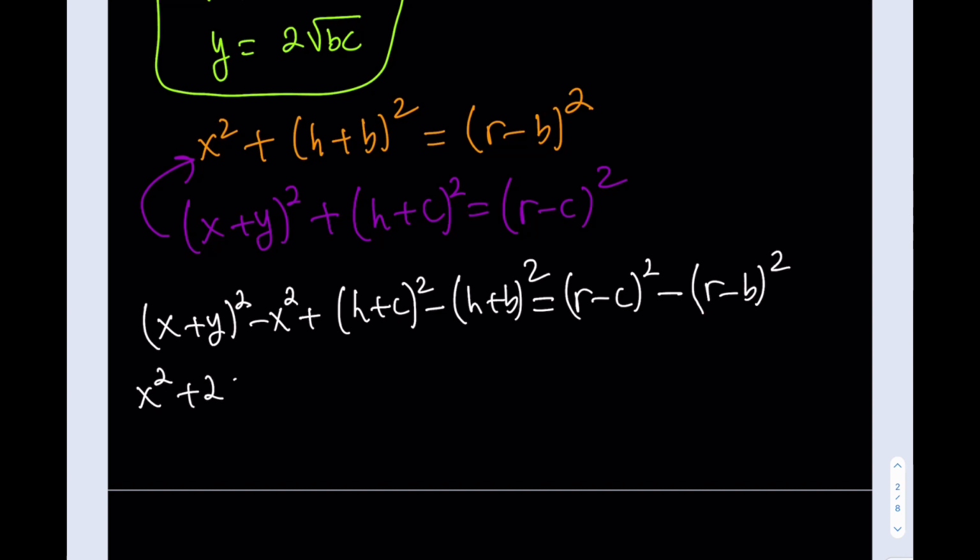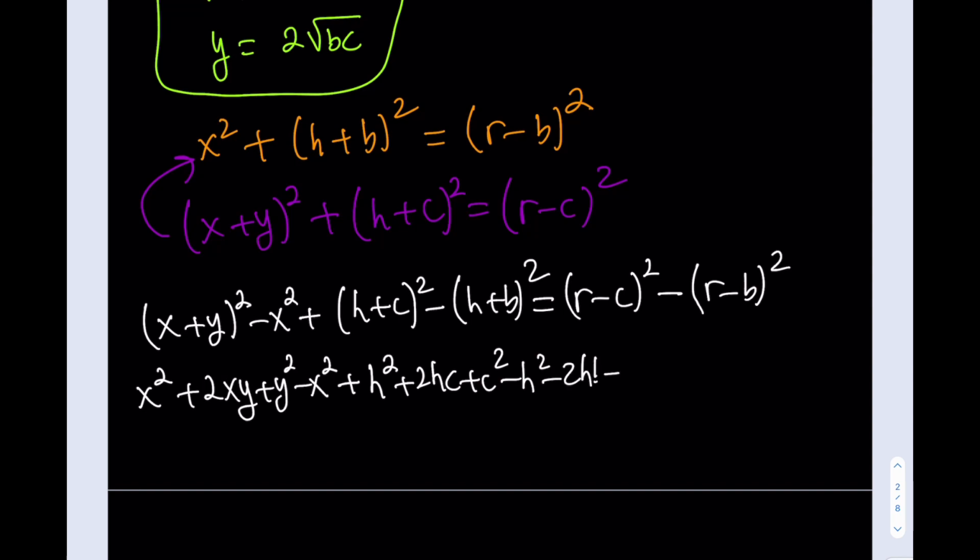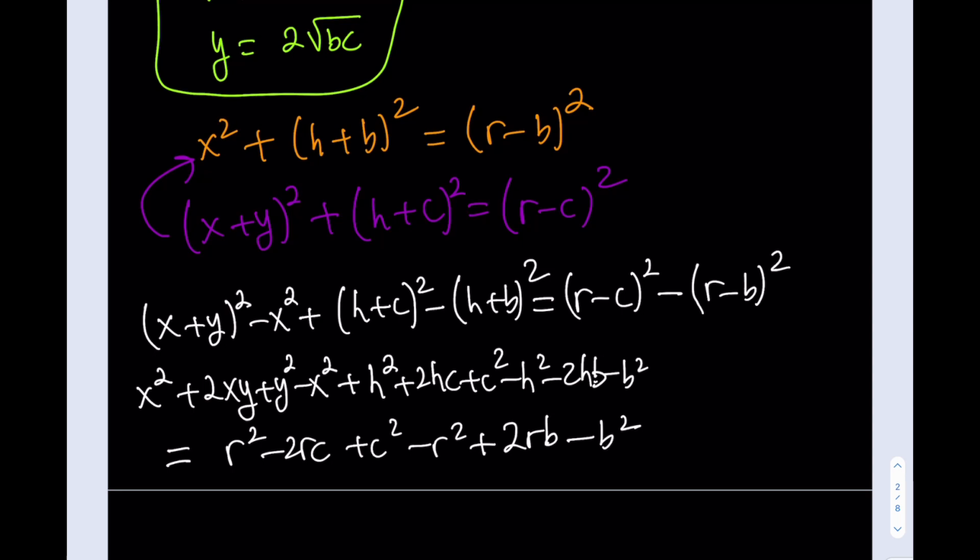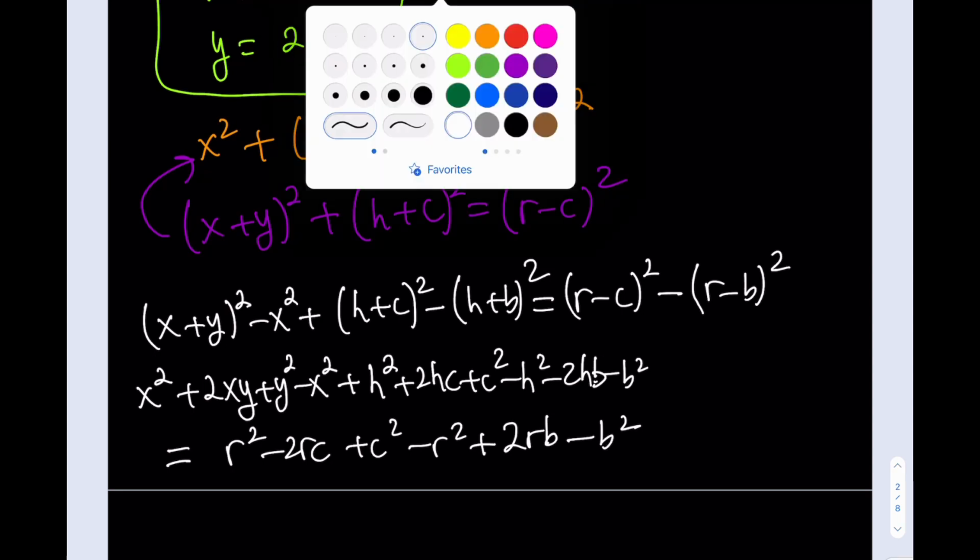x² + 2xy + y² − x² + h² + 2hc + c² − h² − 2hb − b², okay, is going to equal what? This may not fit all here, so let me go ahead and use the bottom row. And this is going to equal r² − 2rc + c² − r² + 2rb − b². Notice that we're going to negate the second part. Okay, let's go ahead and simplify this now because this is going to actually simplify a great deal.